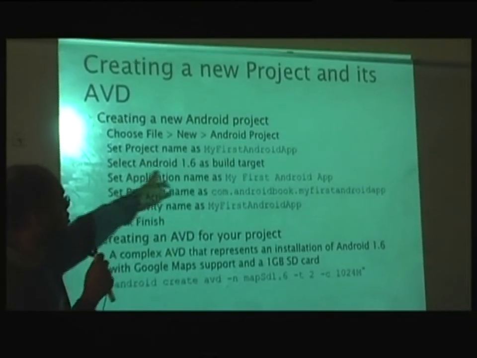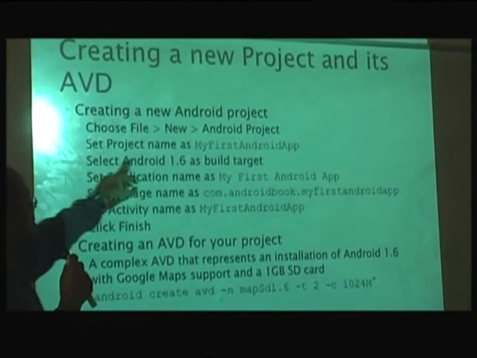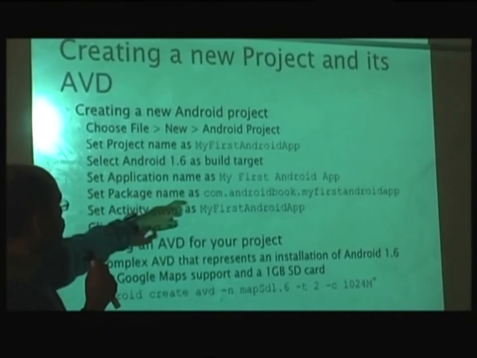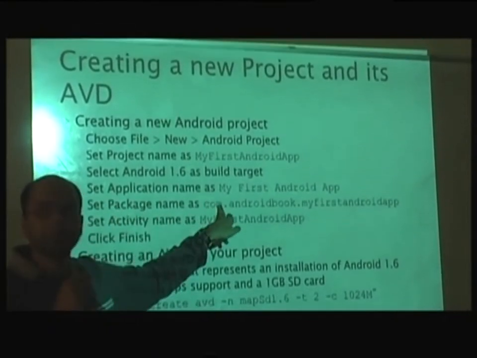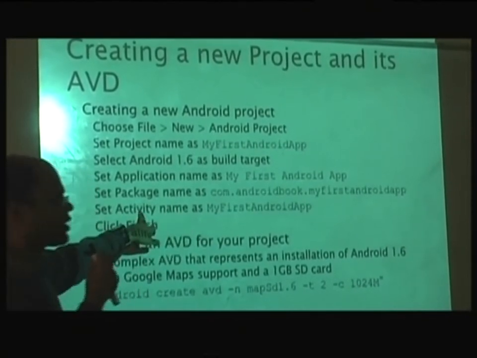So I am selecting Android 1.6. This was designed back in 2009. So I selected this, then I gave a name to my application. Then you create a package, so then all your code is at one place. Then you create an activity, so we'll see what an activity is.